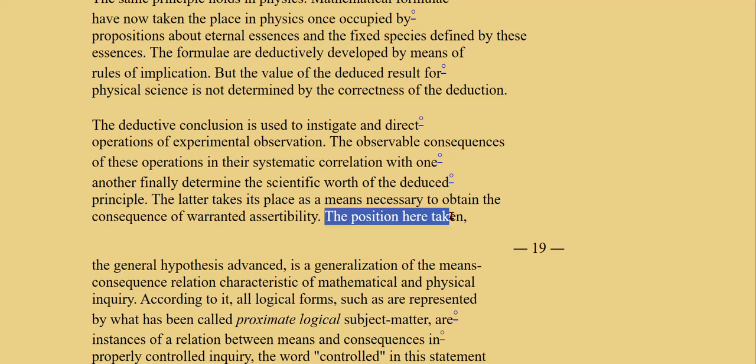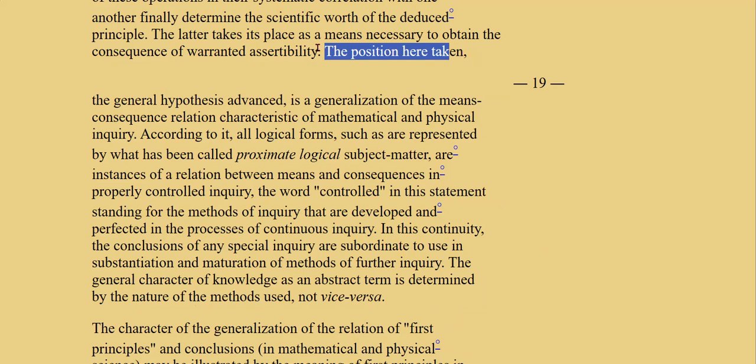The position taken here, going into our last few sentences of this section, the general hypothesis advanced, is a generalization of the means-consequence relation characteristic of mathematical and physical inquiry. So Dewey is drawing from the mathematics and physics of his day, what people were doing at that time and the advances that had been made in terms of using things as means for particular consequences, as a more instrumentalist view of scientific or logical or mathematical or physical postulates or propositions. According to it, all logical forms, such as are represented by what has been called proximate logical subject matter, are instances of a relation between means and consequences in properly controlled inquiry.